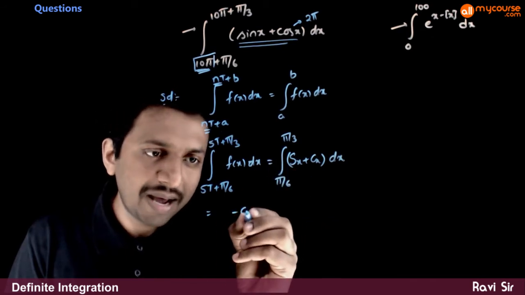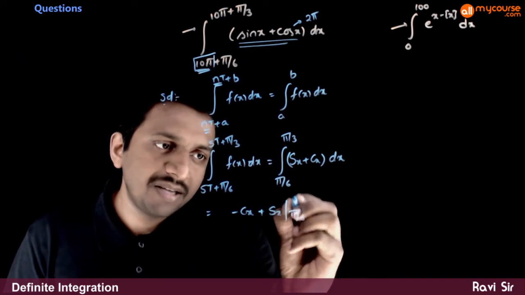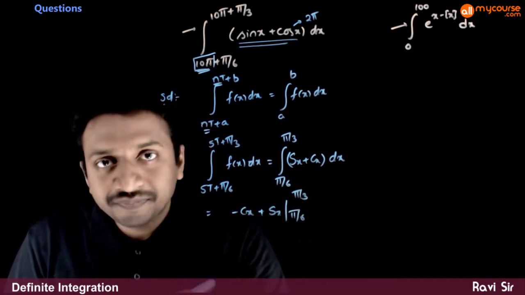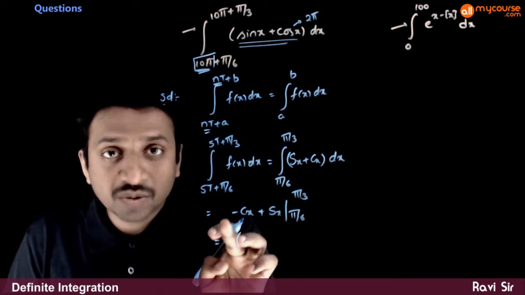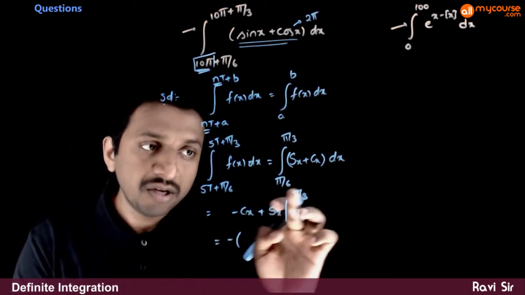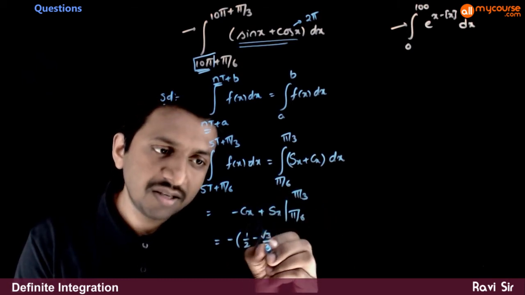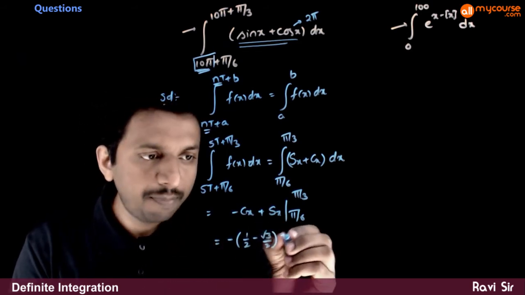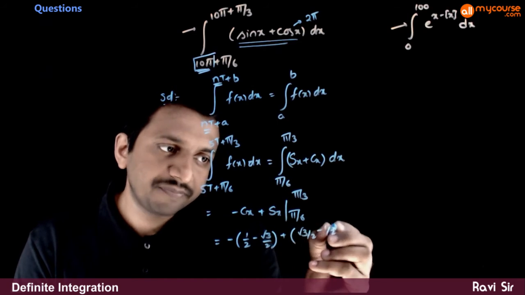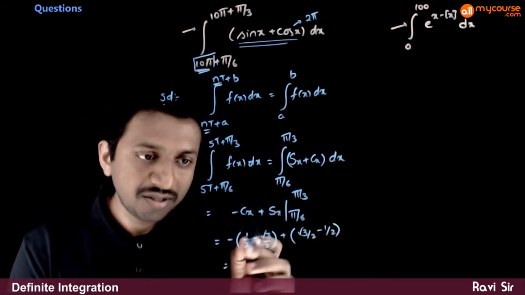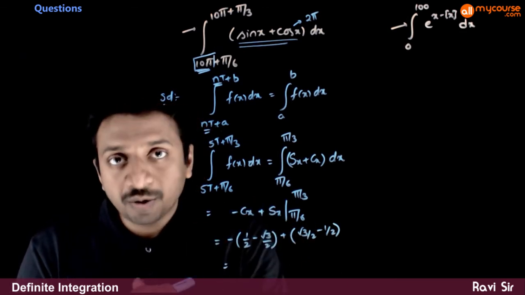Sin x's integration is minus cos x, cos x's integration is plus sin x, from pi by 6 to pi by 3. So that is equal to, if you do the substitution in cos x, minus 1 is a constant, so minus of cos pi by 3, which is half, minus cos pi by 6, which is root 3 by 2, plus sin pi by 3, which is root 3 by 2, minus half. So this is also root 3 by 2 minus half if you multiply with a minus. This is also root 3 by 2 minus half.